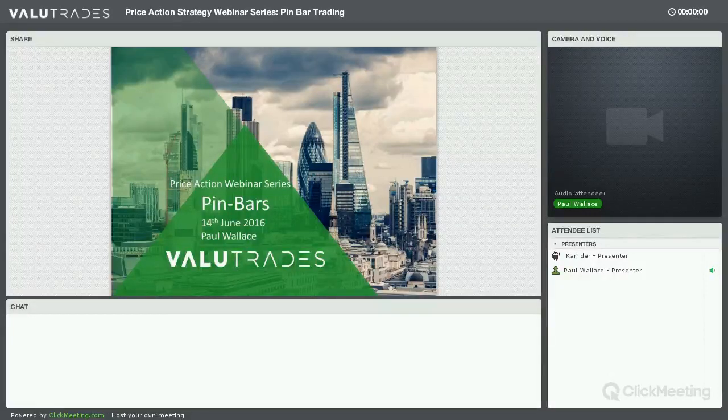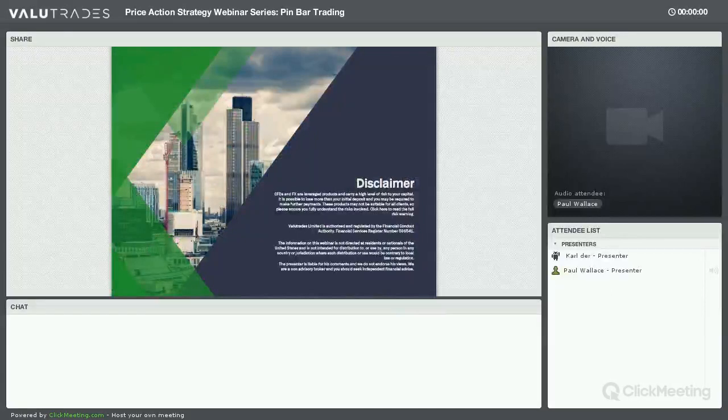And before I dig into what a pin bar is, as always, we just start with a very quick risk disclaimer. CFDs and FX are leverage products and carry a high level of risk to your capital. It is possible to lose more than your initial deposit, and you may be required to make further payments. These products may not be suitable for all clients, so please ensure you've fully understood the risks involved.